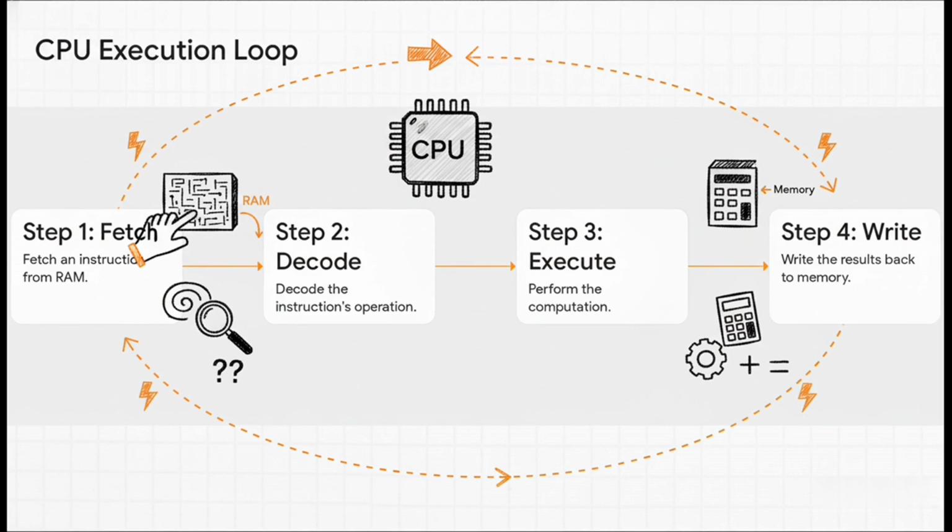Step 1, fetch an instruction from RAM. Step 2, decode what it's supposed to do. Step 3, execute it. Add these two numbers, or move this piece of data. And step 4, write the result back. That's it.